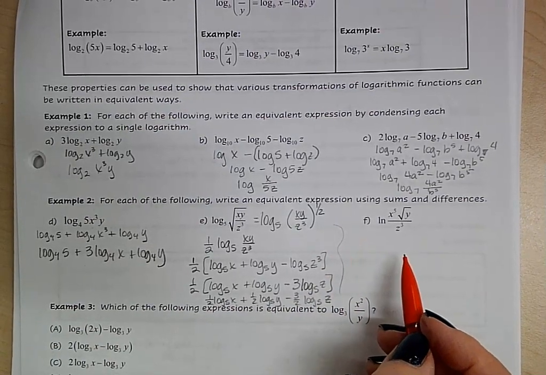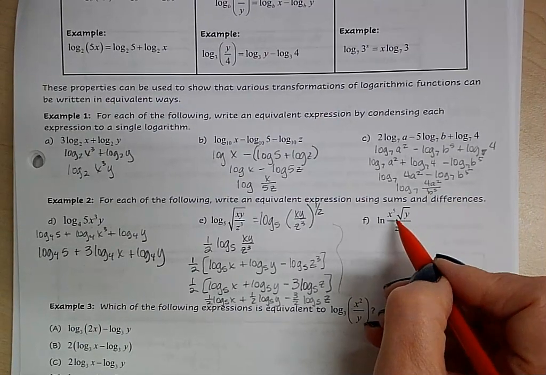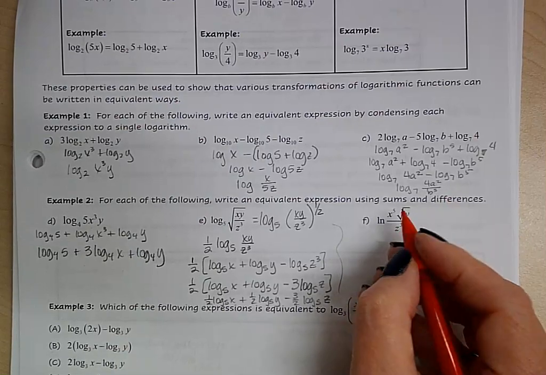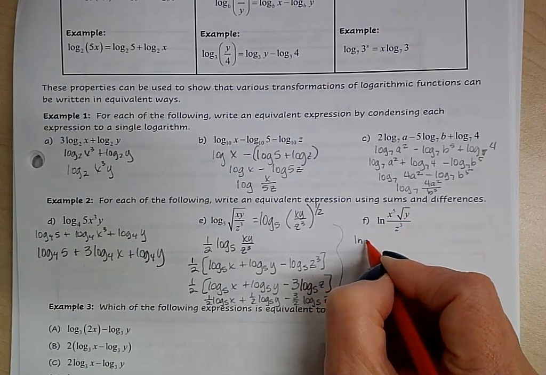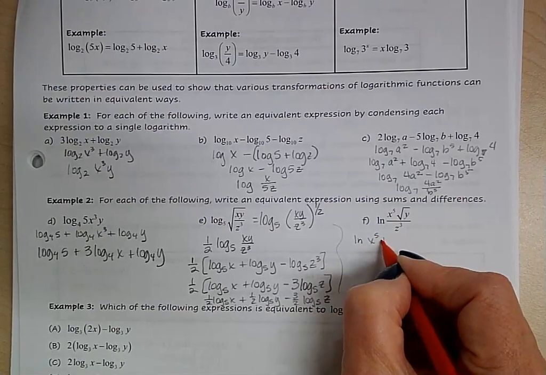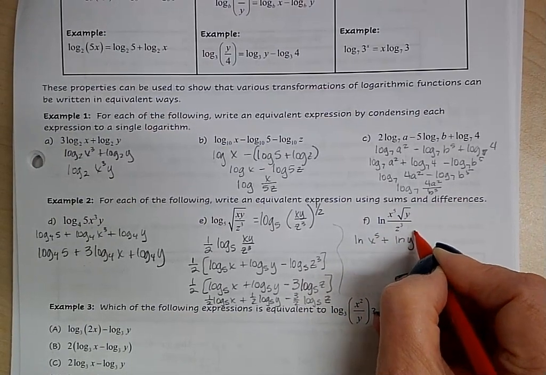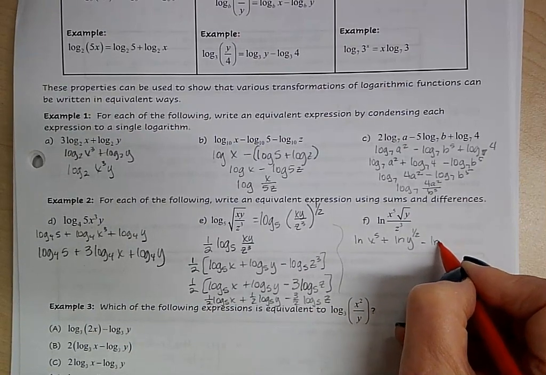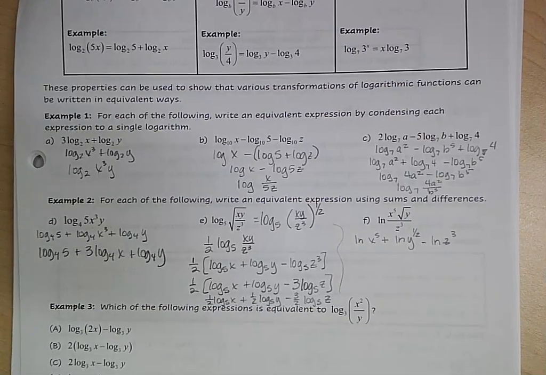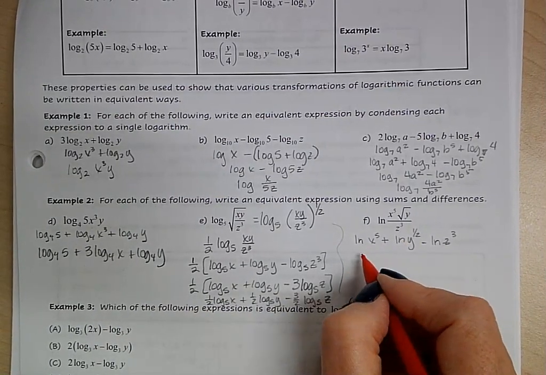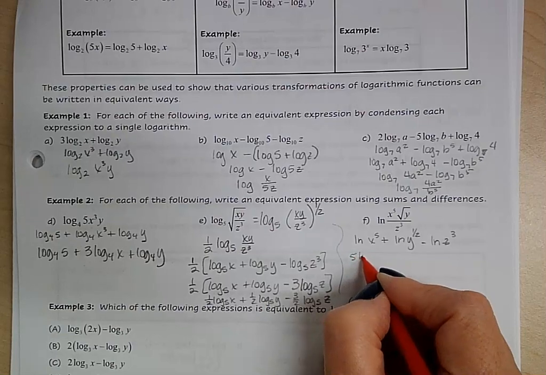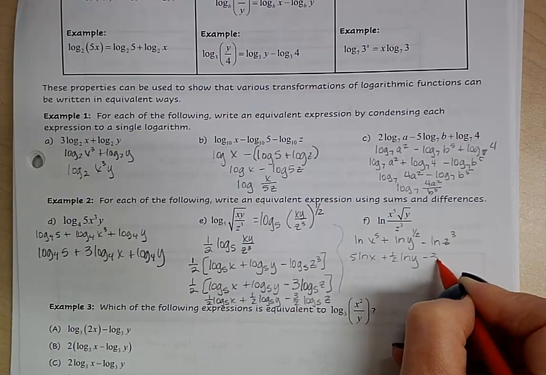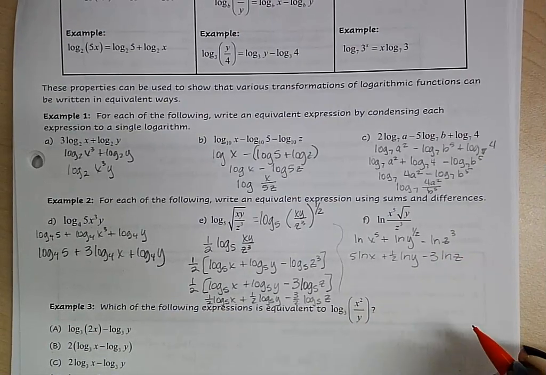Okay, look here. I have some multiplication, I have some division, so I should have some addition and subtraction. So I'm going to start off with the natural log of x to the 5th plus the natural log of y, and I'm going to take that square root to the 1/2 power, minus the natural log of z cubed. Again, no exponents, so I'm going to move everything to become a coefficient. 5 natural log of x plus 1/2 natural log of y minus 3 natural log of z.